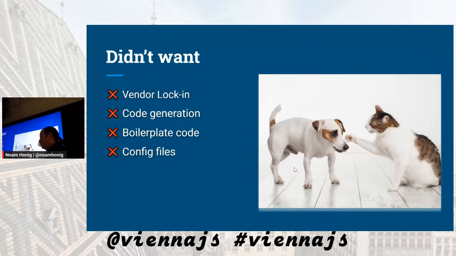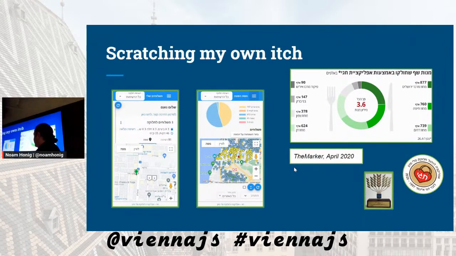I hate code generation because someone needs to maintain it. I hate boilerplate code because someone needs to maintain it. And I don't like config files because I believe that code is the best way to express our logic. You can refactor code, you have great tooling around code. So JSON files or YAML files or all of those are just one more thing you need to maintain and understand. So I started with these ideas a few years ago, and I had some time on my hand.